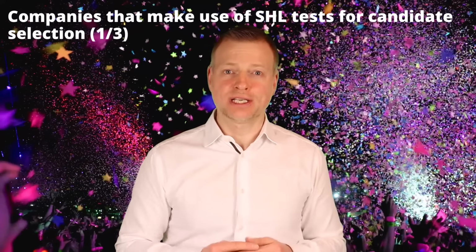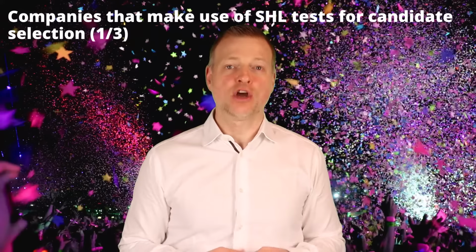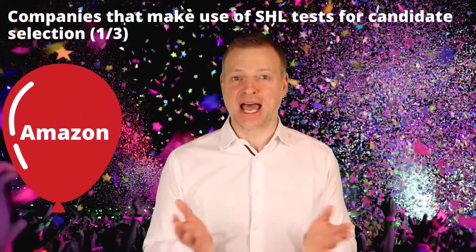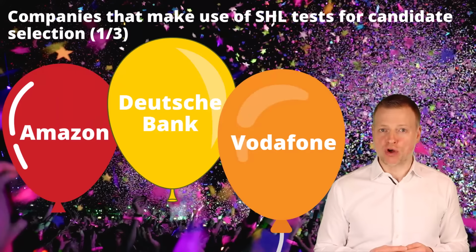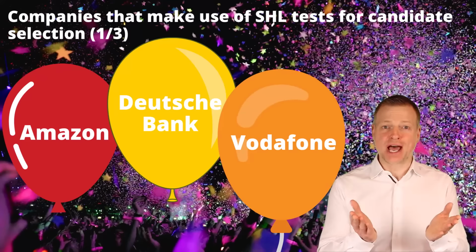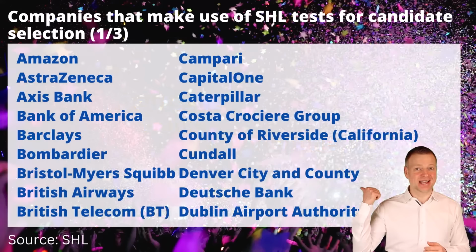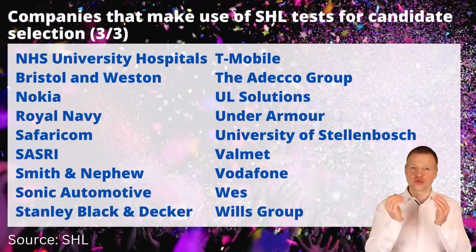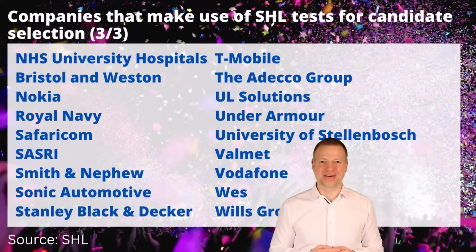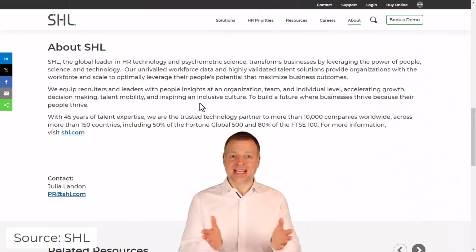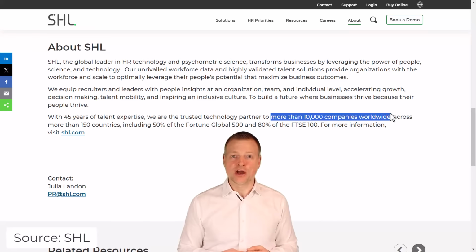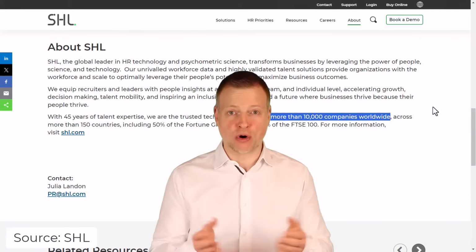SHL is a world-leading psychometric test provider who licenses out its tests to a wide array of companies such as Amazon, Deutsche Bank or Vodafone. If you find your target employer on one of these slides, you surely are watching the right video. And be aware, SHL boasts of having 10,000 clients worldwide already who will ask you to take an SHL test, and the pool is growing.